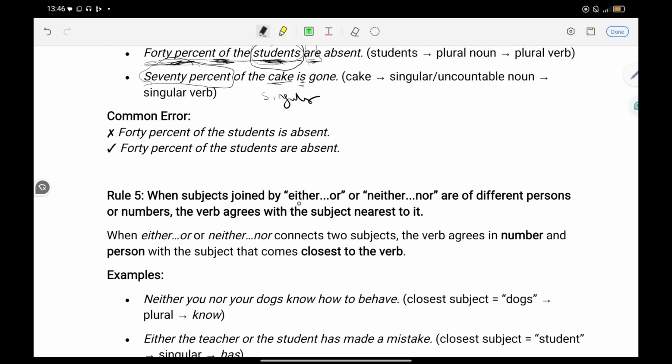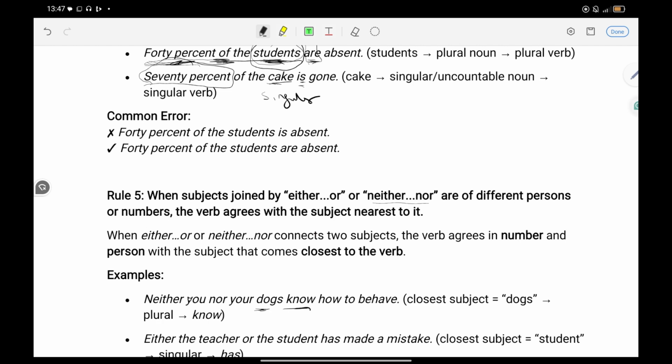When subjects joined by either/or or neither/nor are of different persons or numbers, the verb agrees with the subject nearest to it. Let's explain that. In a sentence, when you have either/or, it means you're going to have two subjects or two objects. The verb agrees with the subject that is closest to it. For instance, in this expression, neither you nor your dogs know how to behave. The verb know agrees with the noun closest to it, dogs.